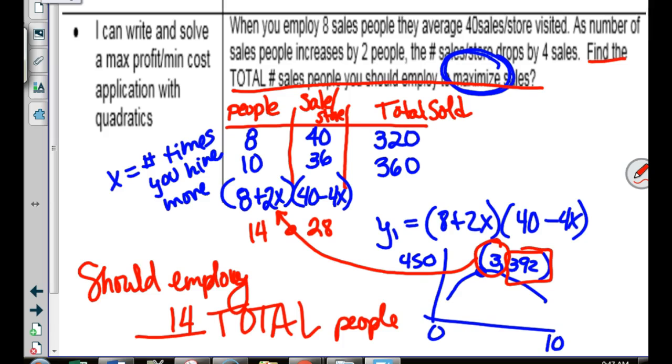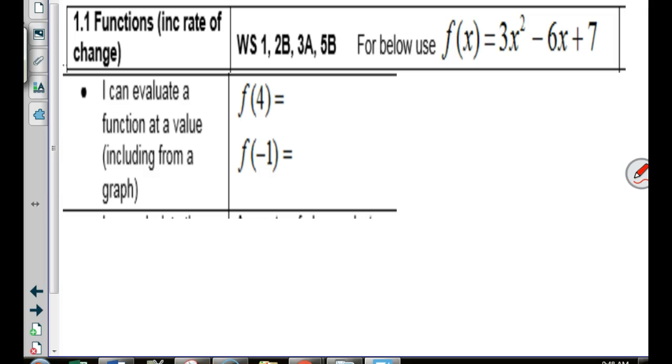There's also a remediation in the bin over there that you could do ahead of time if you really wanted more practice. All right, that takes care of that standard. There's only 2 questions on that one. The next standard is 1.1 functions.